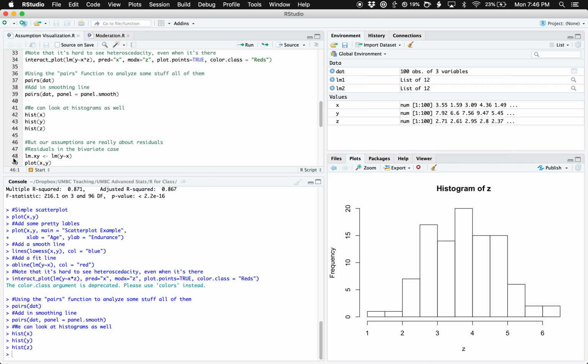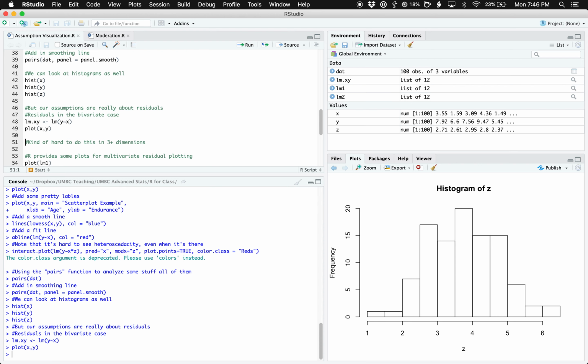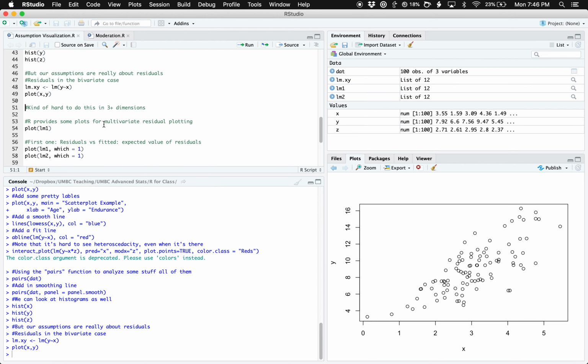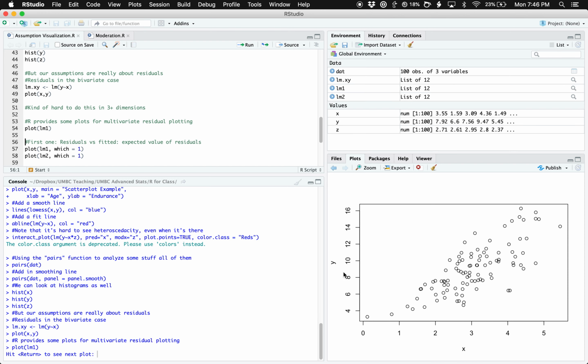Let me show you what that looks like. If I just regress y onto x, I create a model for that, and I can plot x onto y. So we've seen the bivariate. Now, let me show you what happens when I plot LM1. So I'm plotting LM1.